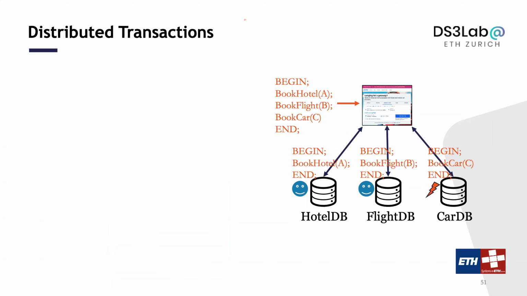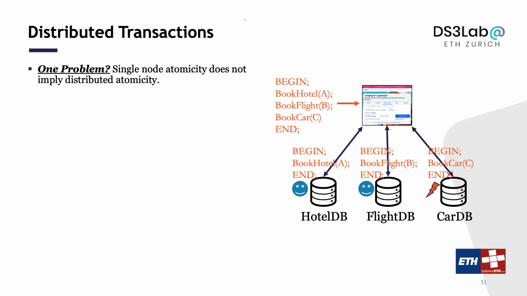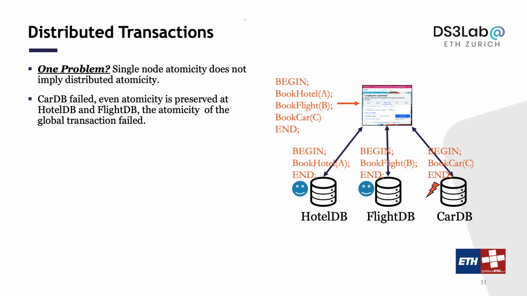The high-level challenge is that if you have single node atomicity, that is on a single database, hotel, flight, and car, I make sure I give you atomicity and durability. It doesn't automatically imply distributed atomicity of the large transaction. So that's very simple, right?